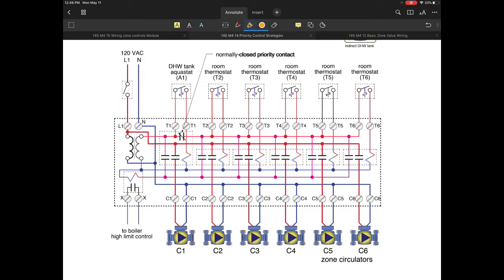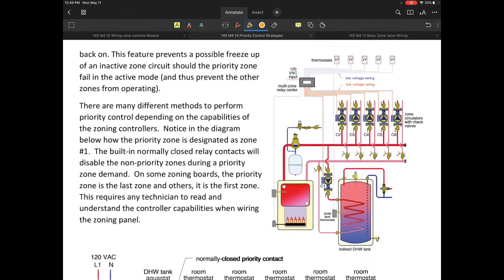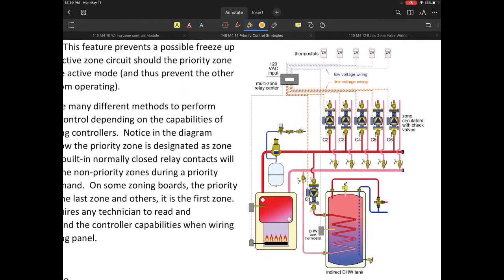Now, when we look at that, what does it look like and how does that set up? This is just one example. There are other ones, and they are slightly different, whether you buy a Caleffi, a Taco, a Bell & Gossett, or a Honeywell system. You have to look at the specifics of that system. So we're going to take a look at this one in particular. I'm going to show you the diagram of how this system looks.